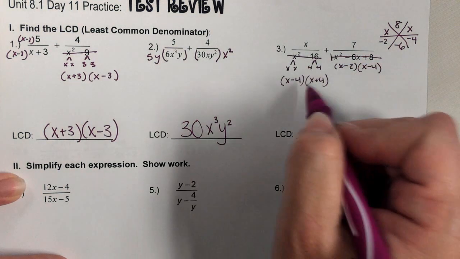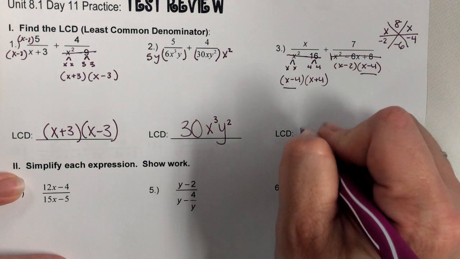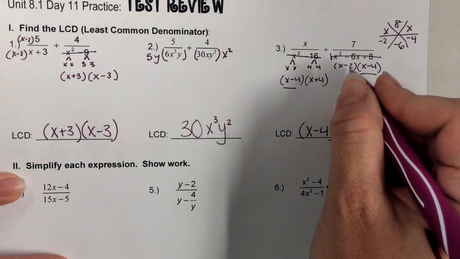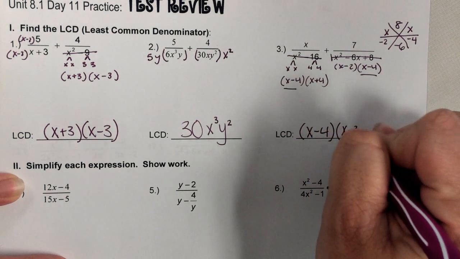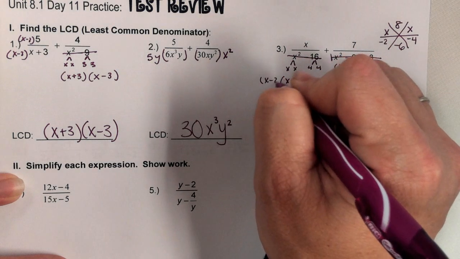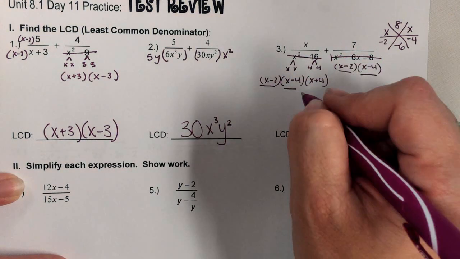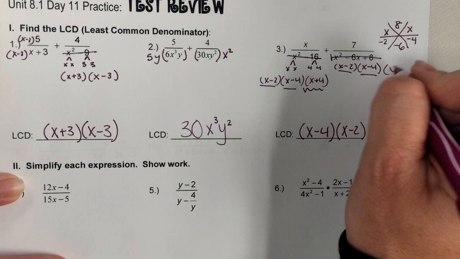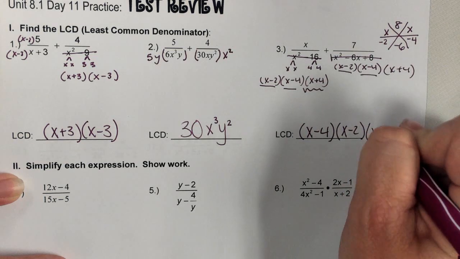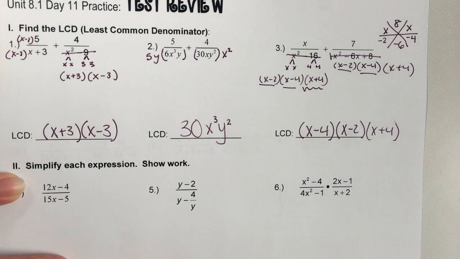So they already have the x minus 4 in common. This one has an x minus 2 that one needs. And this one has an x plus 4 that this one needs. So there is your least common denominator.